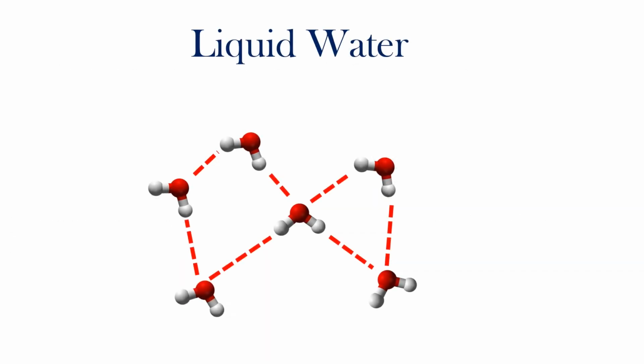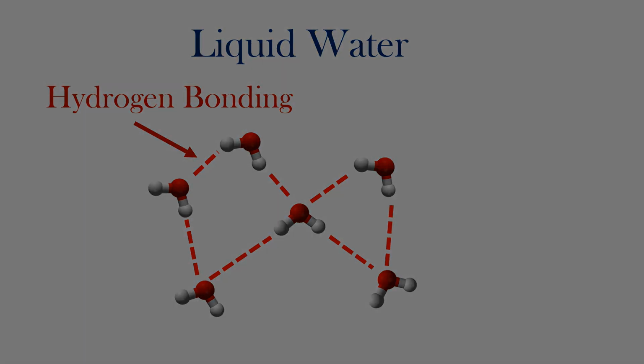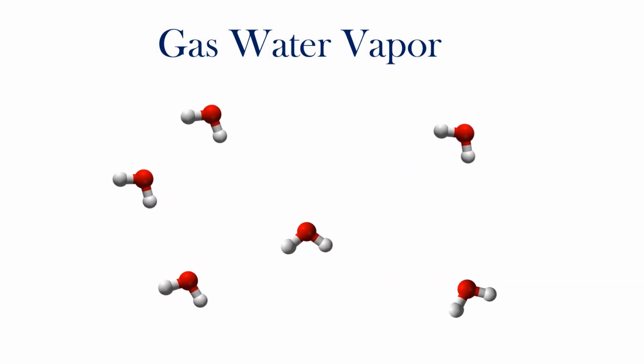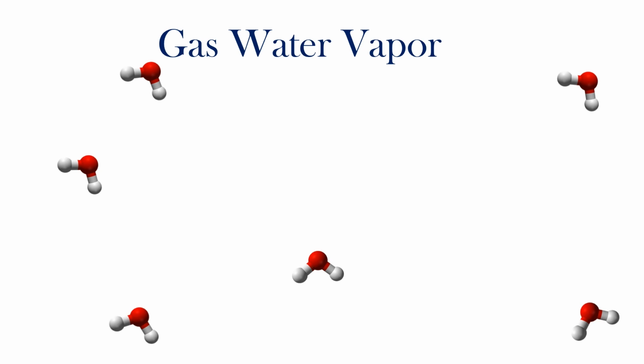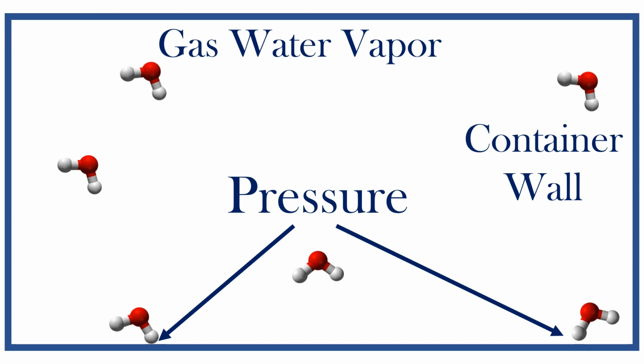Take water, for example. In the liquid and solid phases, water molecules are interacting via hydrogen bonding, which you can see here in the red broken lines. But let's say we increase the energy by increasing the temperature. These hydrogen bonds can be broken. In the absence of hydrogen bonding and with higher kinetic energy, the molecules are allowed to move about freely. This is the gas phase. These particles will then collide with the walls of the container they are in. The force per unit area of the collisions of these particles with the walls of the container is the pressure of the gas.